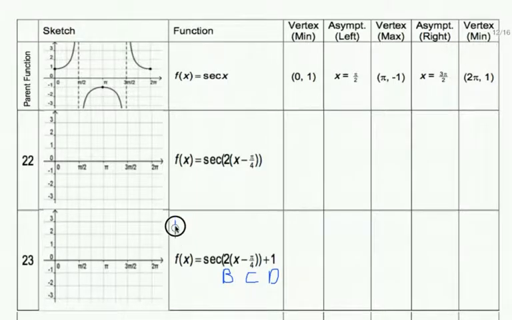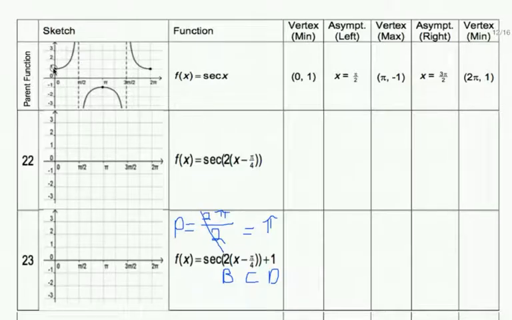To find my period length, with secant my period is normally 2 pi. To see how my B transformation affects that, I'm going to do 2 pi divided by my B value, which is 2, which means that these 2's cancel out, and my period length, instead of being 2 pi, is just going to be pi. So we're going to have a very short cycle.